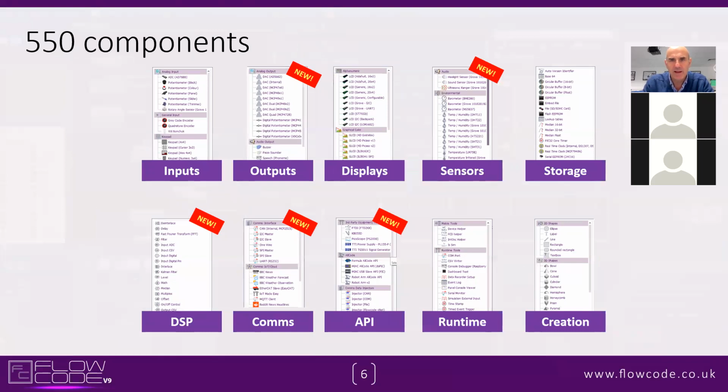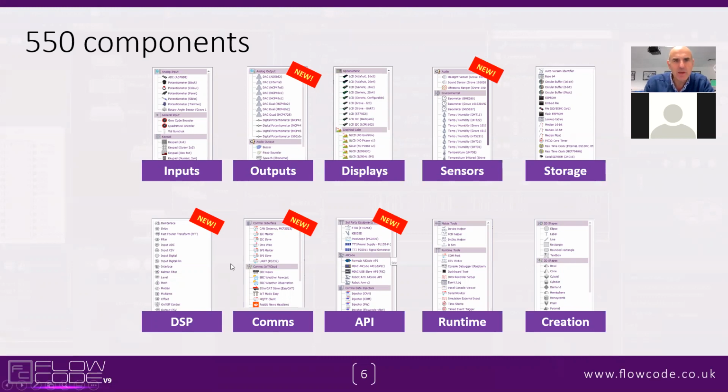550 components, we add to it all the time. We have a great forum. As soon as users post the fact that they like a component on our forum, then our guys put it in. So we have a huge range now of inputs, outputs, displays, all sorts of graphical displays on there. Lots and lots of different types of sensors, both digital and analog. Lots of different types of storage now. So sort of tables, EEPROMs, buffers, lots of file handling in there.